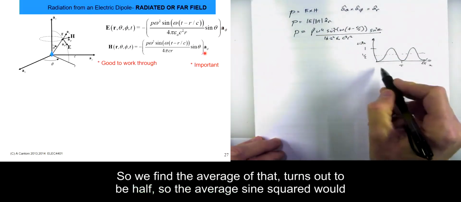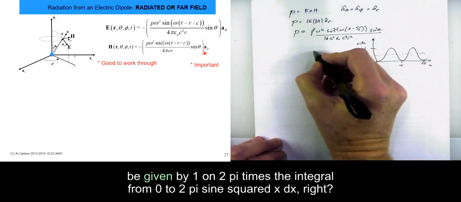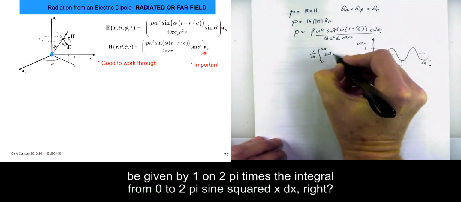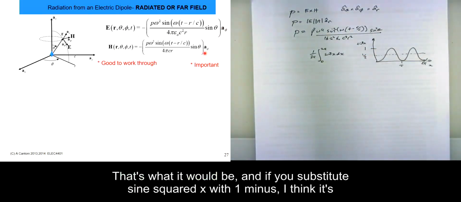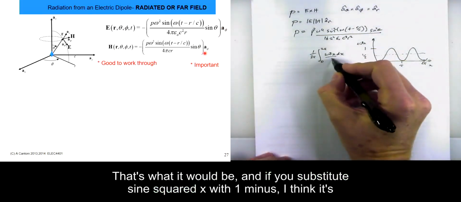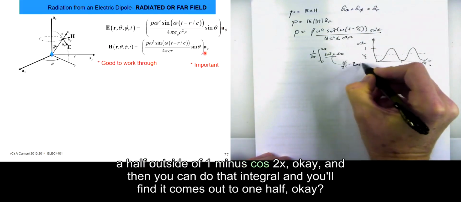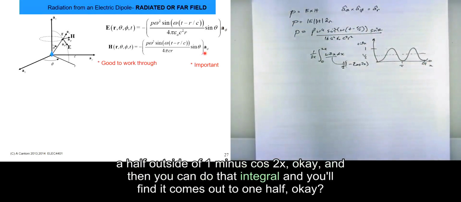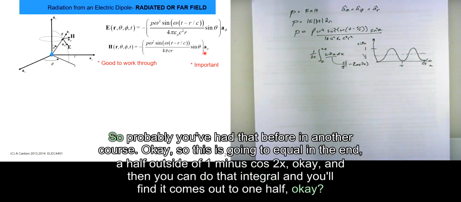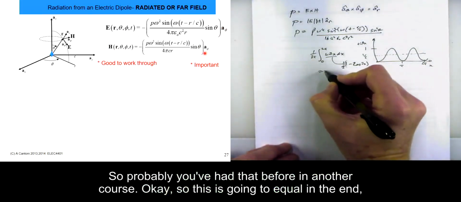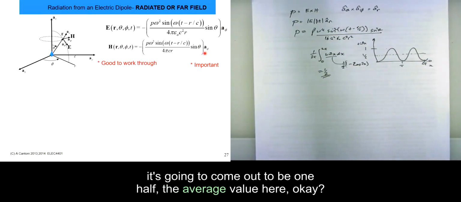The average of sine squared would be given by 1 on 2 pi times the integral from 0 to 2 pi of sine squared x dx. If you substitute sine squared x with a half times 1 minus cos 2x, and then do that integral, you'll find it comes out to 1/2. Probably you've had that before in other courses. So in the end it's going to come out to be 1/2, the average value here.